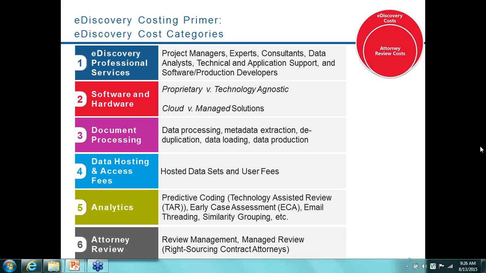So can you answer that question while you're talking about the analytics area? Sure. Yeah. So first of all, analytics is a pretty broad term, and that could apply to things like technology-assisted review or predictive coding. It can apply to email threading, similarity grouping, concept searching, etc.